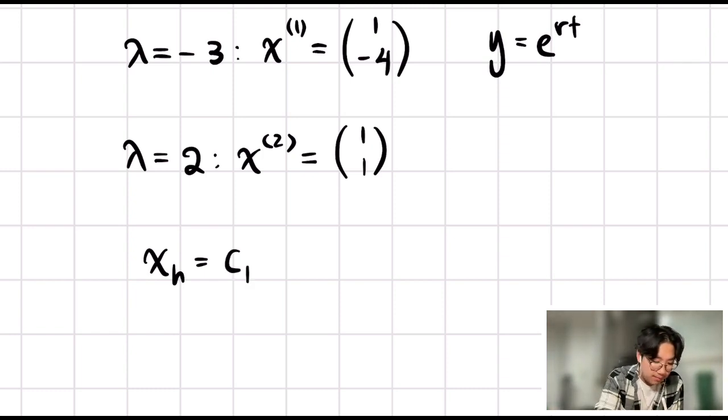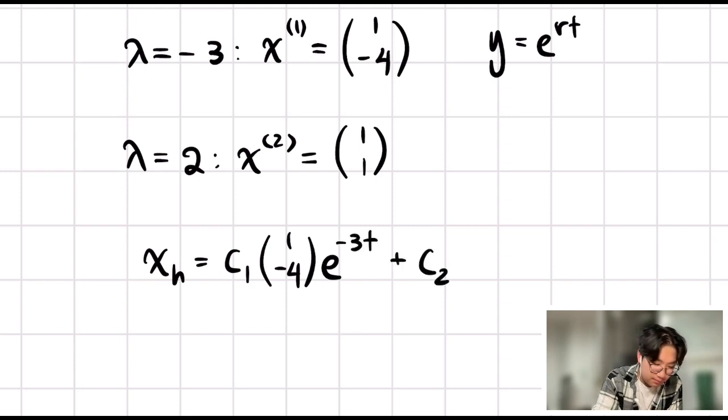It's c1 times our vector for the first one, 1, negative 4, times e to the negative 3t, plus c2 times 1, 1, e to the 2t.